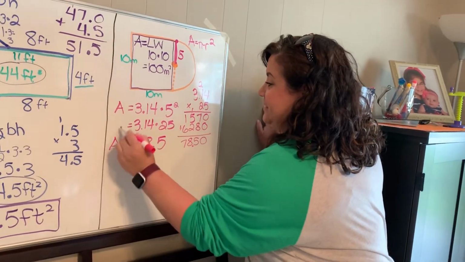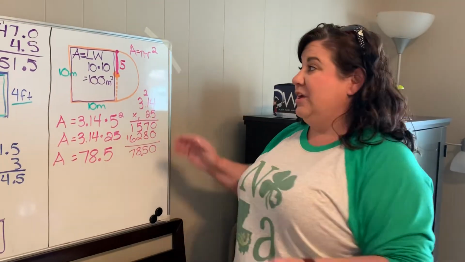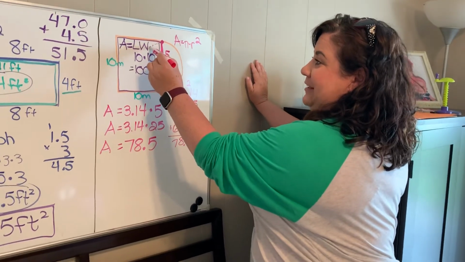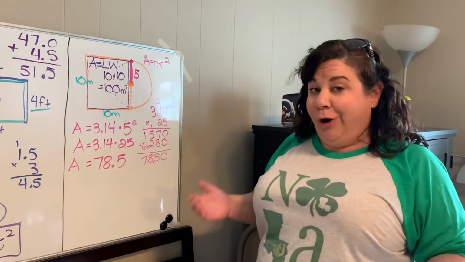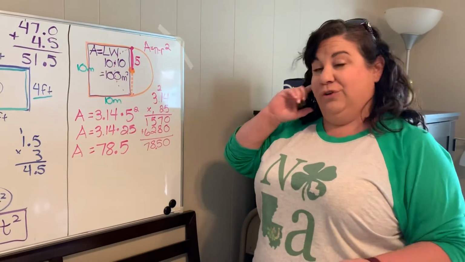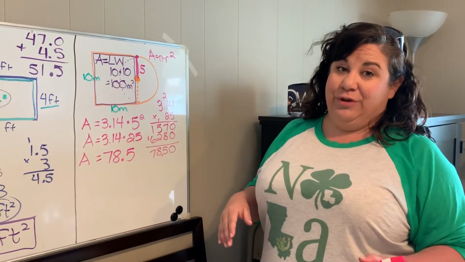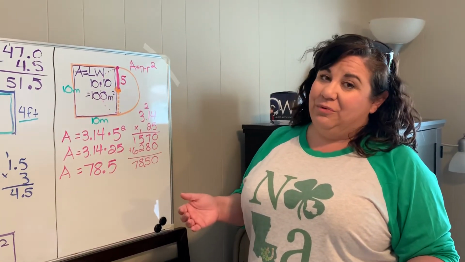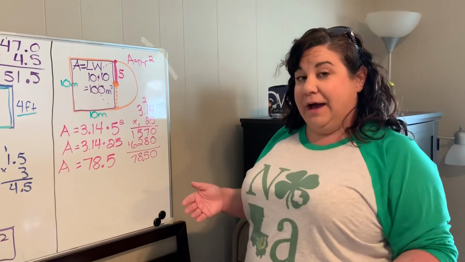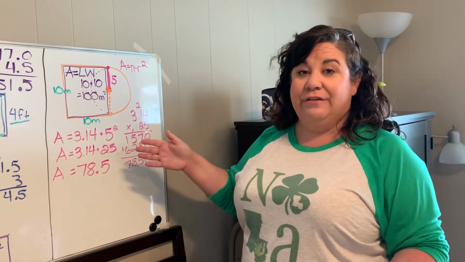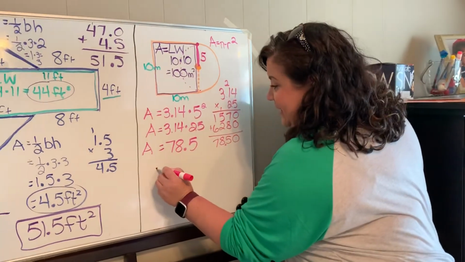Now, here's the deal. Guess what? That's the area of the whole circle. So it would almost be like if I was saying this circle went all the way around, but it doesn't. It's only part of it. It's half of the circle. So if the area of the whole circle is 78.5, now I need to figure out what's the area of half of it. So I can go ahead and divide the area by 2, since I only have half of the circle.